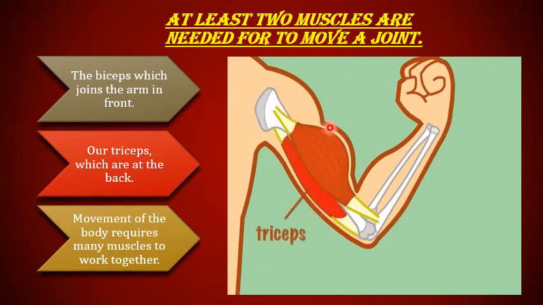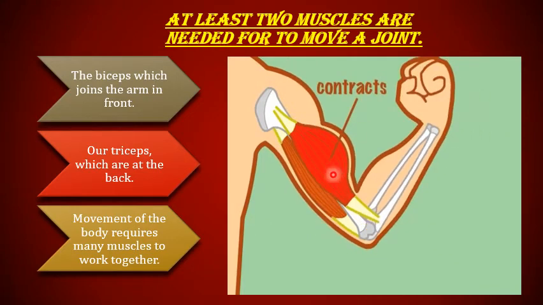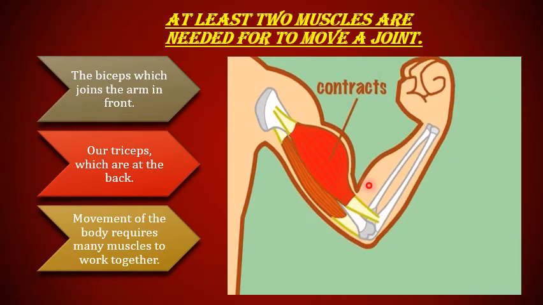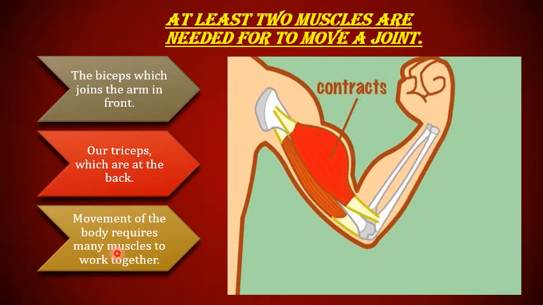So from here we came to know that at least two muscles are required to move a joint, as they both are working together. Movement of the body requires many muscles to work together. This is a single movement, and we walk, we run, we talk, we smile, we laugh, we move our limbs, we go from one place to another at a time. Many of the muscles work together to make the body movement possible.